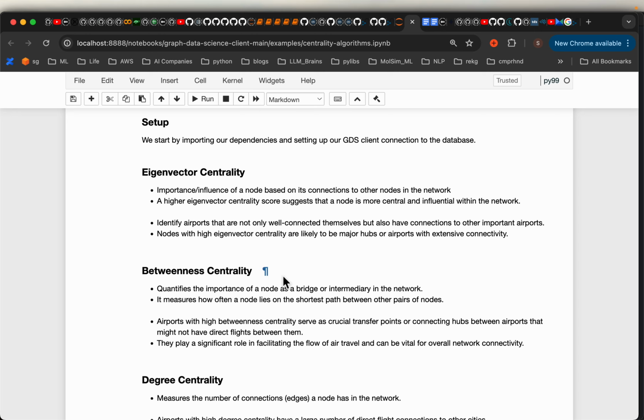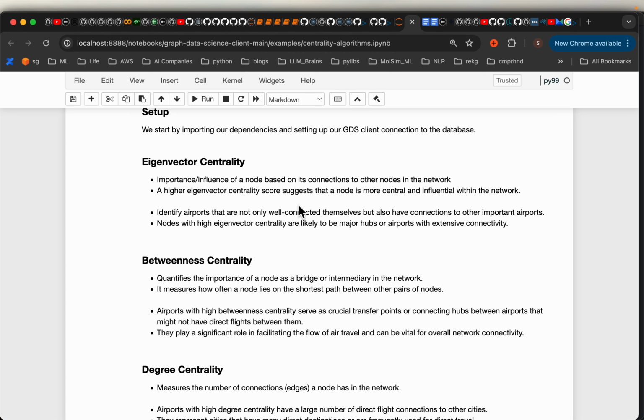When doing this, it considers other important nodes within the network. For example, we might have a node which is connected to many nodes, but a significant number of those nodes may not be important, right? Through this measure, we measure how important a node is in relation to other important nodes, right?